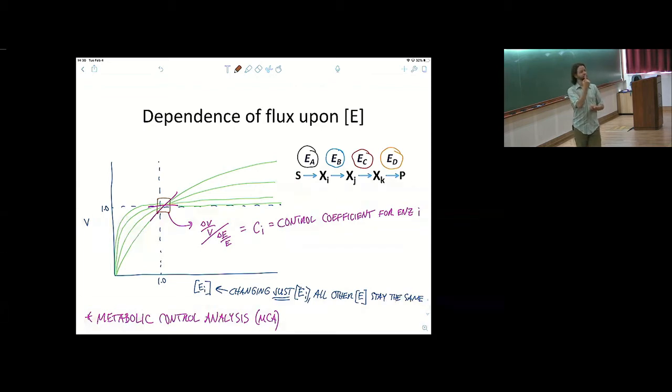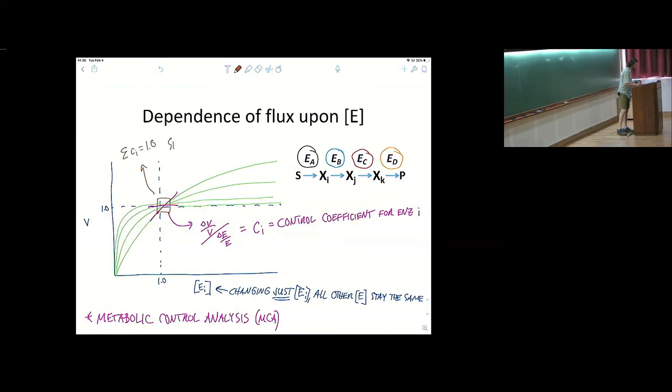When there was one enzyme, what was the slope of that line? 1. Remarkably, the sum of the control coefficients, and it doesn't matter how many you have, is also always 1. Always. Any system, selected for, not selected for, anything, you cannot make a system where that's not true. That's the summation theorem. The sum of all the control coefficients is exactly unity. It's one of those just really kind of wonderful, neat results.